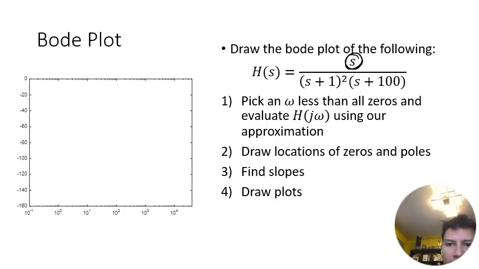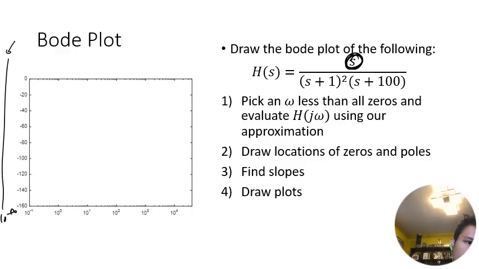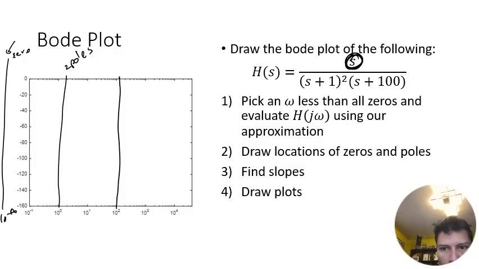So look, we have a 0 at 10 to the negative infinity. So there's kind of a 10 to the negative infinity. There's a 0. And then there's 2 poles at 1. 2 poles. And then there is a pole at 100.